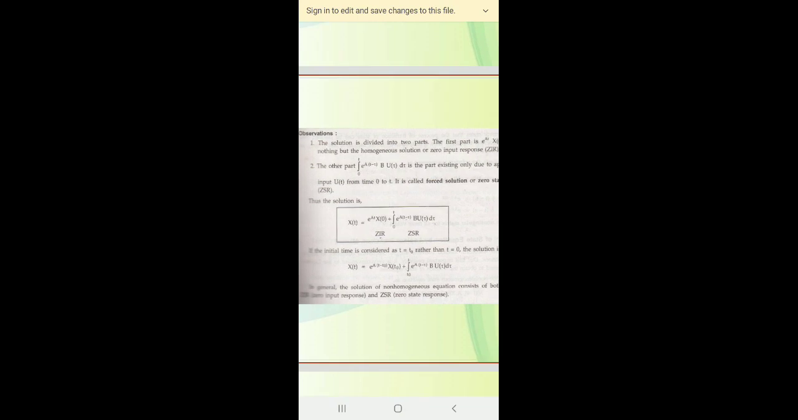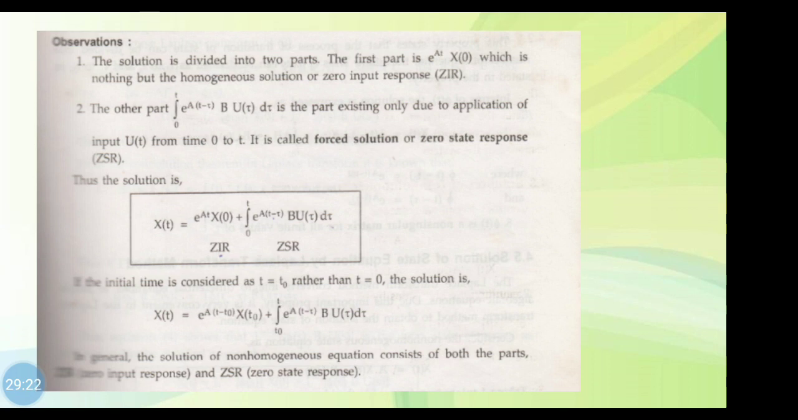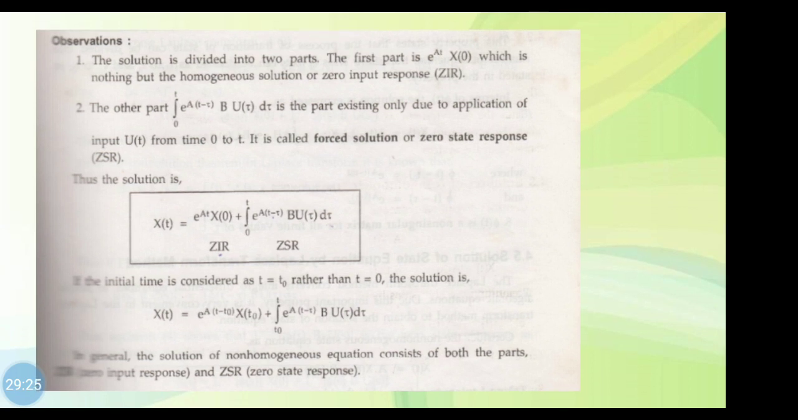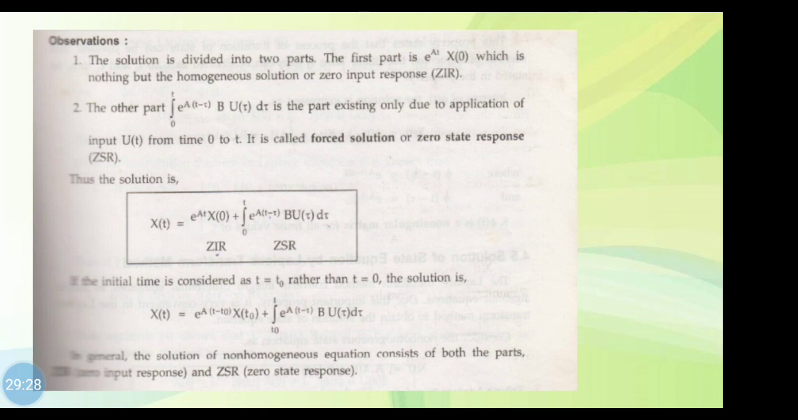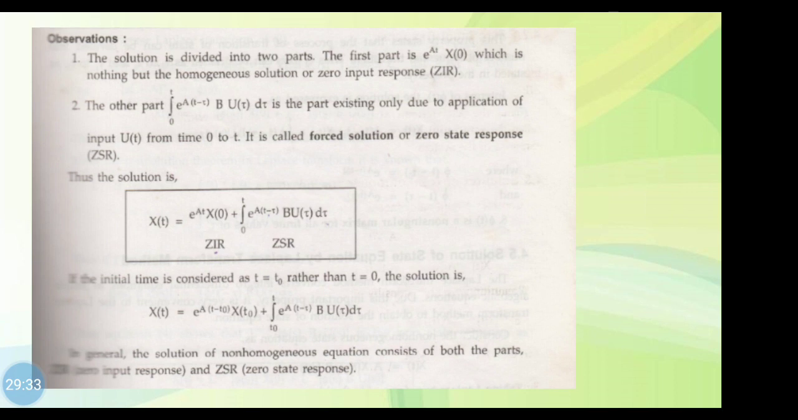There are certain observations. The first observation is that the solution is divided into two parts. The first part is e raised to at x of 0, which is nothing but the homogeneous solution or zero input response. The other part, integration 0 to t of e raised to a (t minus tau) b u of tau d tau, exists only due to the application of input u of t from time 0 to t. This is called the forced solution or zero state response, ZSR.